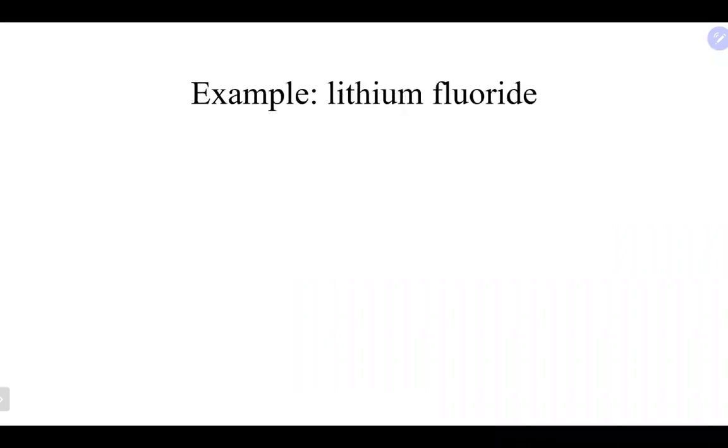All right. So let's take a look at an example of an ionic bond. I have lithium, which is a metal, and I have fluoride here, which is fluorine, a nonmetal. So once I see these two combined, I know this is going to be an ionic bond and an ionic compound.